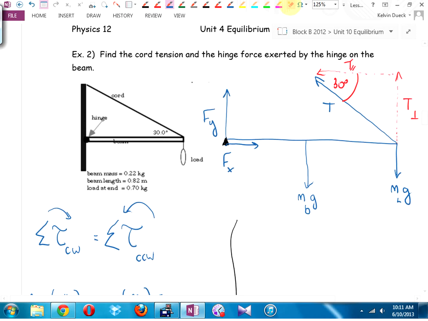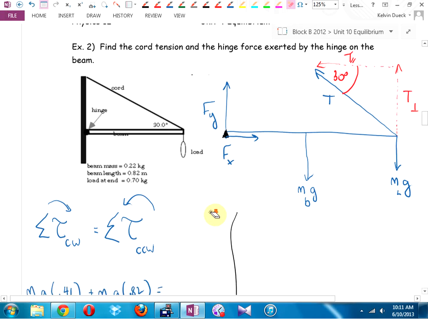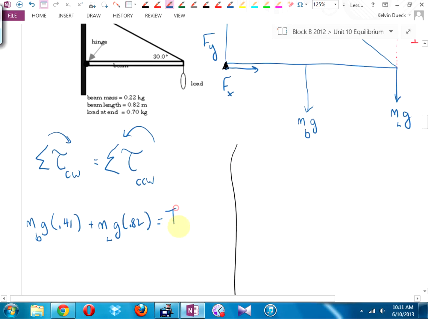What about counterclockwise in this direction? Which force is exerting a torque counterclockwise in this direction? Tension, again, good, perpendicular, not tension. We don't look at slanty forces. Tension perpendicular, times its distance from the pivot. How far is it from the pivot? 0.82. And what I'd like to find, Brett, is tension perpendicular.